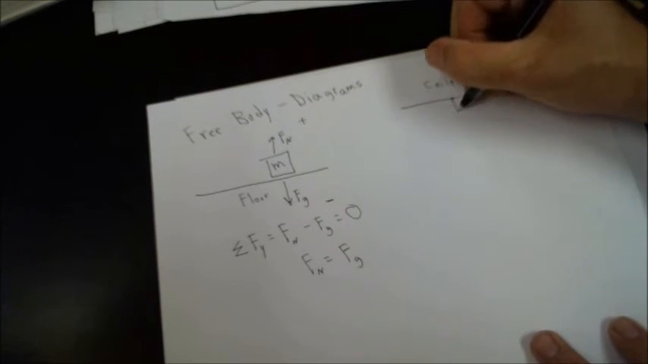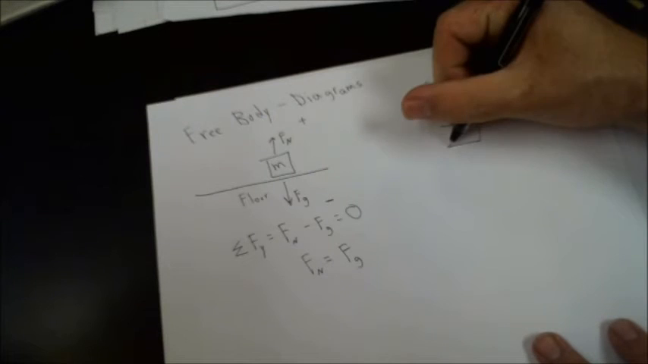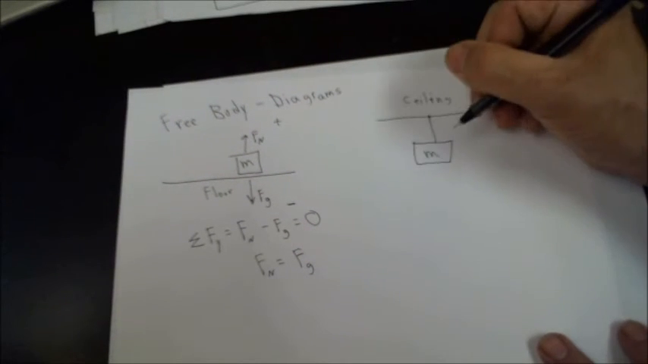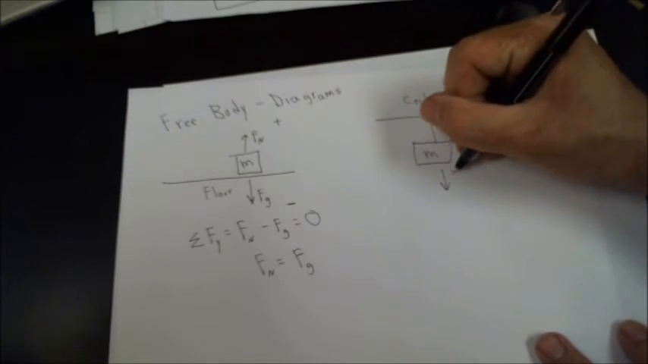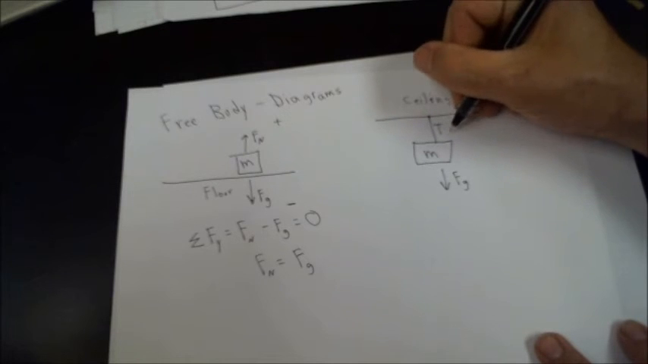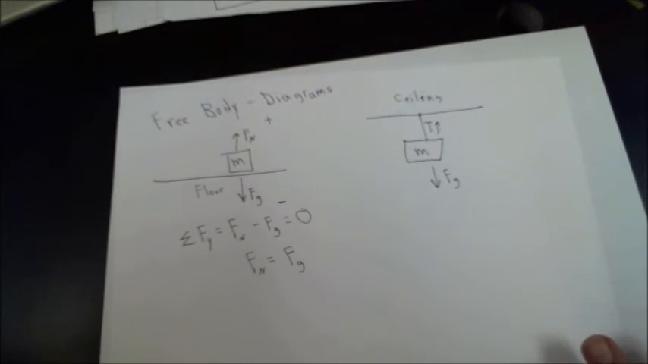And when it's hanging by a rope. So here's a rope tied to an object with a certain mass m. I'm going to draw the free body diagram. There's a force due to gravity going down, F of g, and the rope has a tension going up.